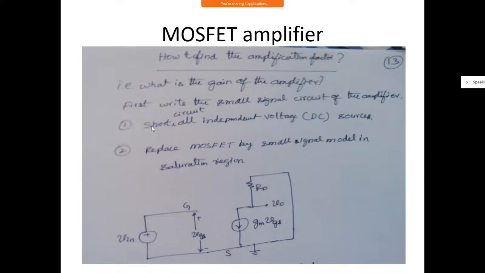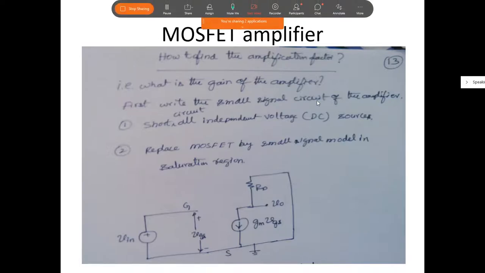Why is the first condition required? Short circuit all independent DC sources. Why do we have to do this? I think we discussed this last time. Yes, sir. Whenever you are doing small signal analysis, first write the small signal circuit of the amplifier. The first thing to write the small signal model is to short circuit all independent DC sources.